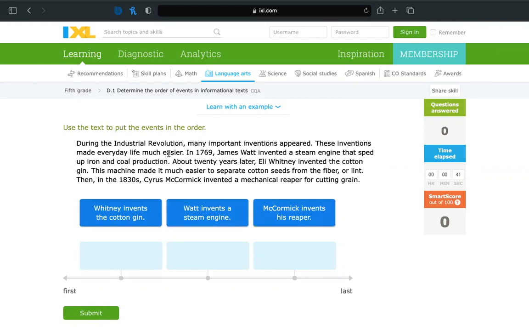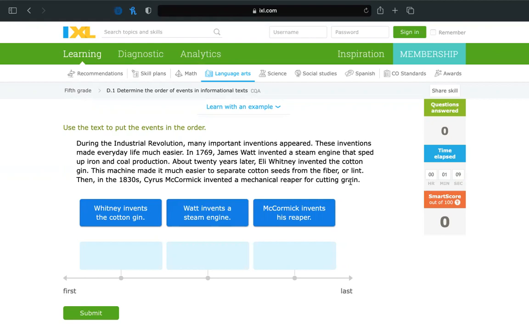During the Industrial Revolution, many important inventions appeared. These inventions made everyday life much easier. In 1769, James Watt invented a steam engine that sped up iron and coal production. About 20 years later, Eli Whitney invented the cotton gin. This machine made it much easier to separate cotton seeds from the fiber or lint. Then in the 1830s, Cyrus McCormick invented a mechanical reaper for cutting grain.